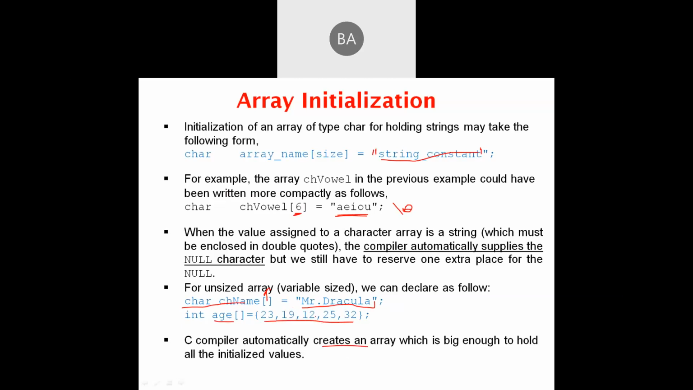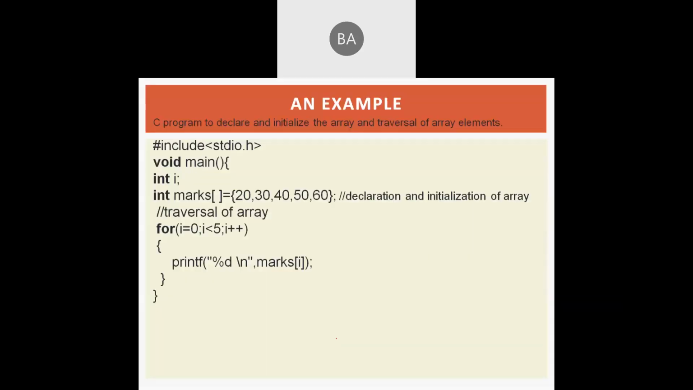So how many values are there here? Five values are there automatically. The size is automatically computed by the compiler as 5. You need not worry about specifying the size when you are initializing the array. Fine, so this is a point you have to catch.